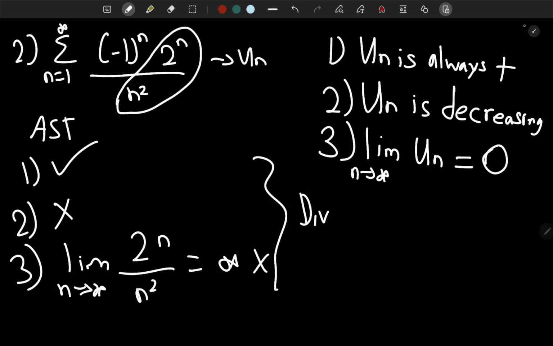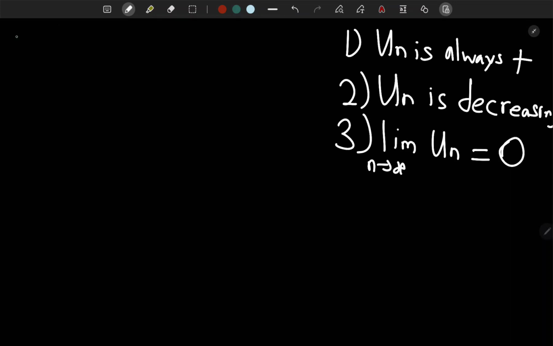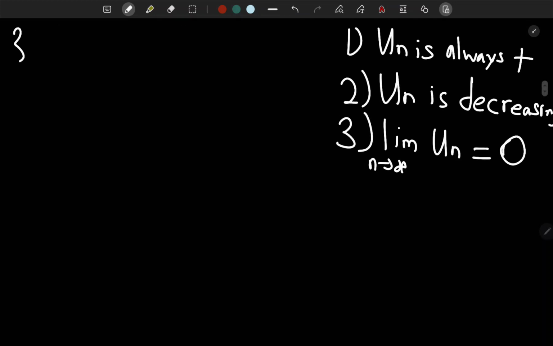Once again I'm mentioning this, you can just stop at the second condition, that if it fails then this series diverges. So now let's move on to our third example, and this is a more complex one.